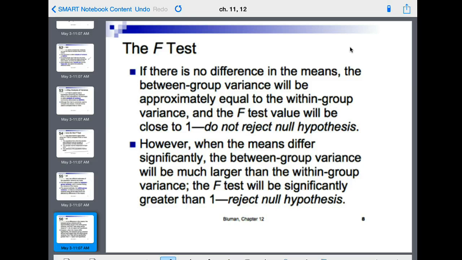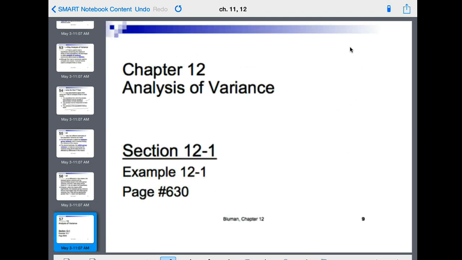If there is no difference in the means, the between group variance will be approximately equal to the within group variance, and the F test will be close to 1. Do not reject the null hypothesis. However, when the means differ significantly, the between group variance will be much larger than the within group variance, and the F test will be significantly greater than 1. Reject the null hypothesis.